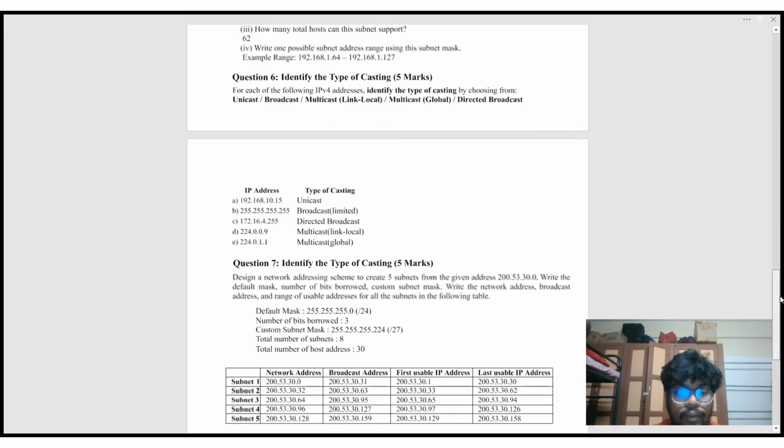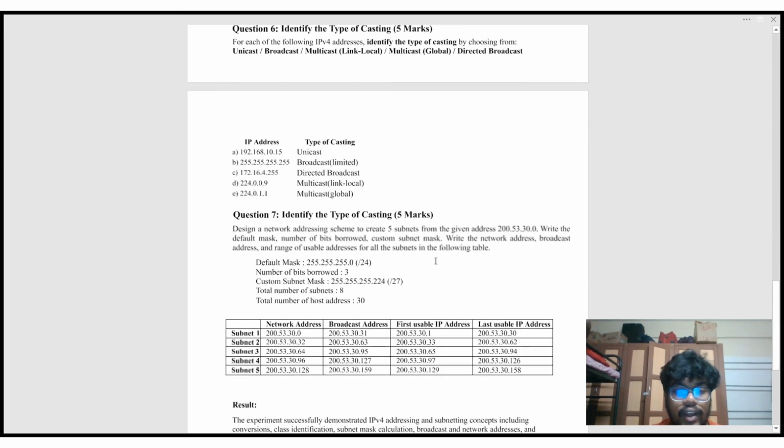Identify the type of casting. 192.168.10.115 defines unicast. 255.255.255.255 is limited broadcast. 172.16.4.255 is direct broadcast. 224.0.0.9 is multicast. 224.0.0.0 is multicast global. Identify the type of casting.